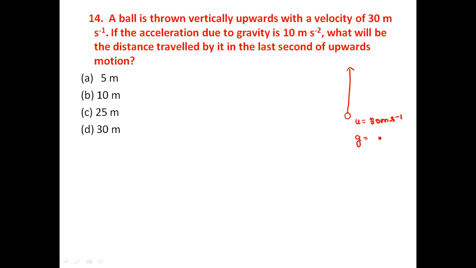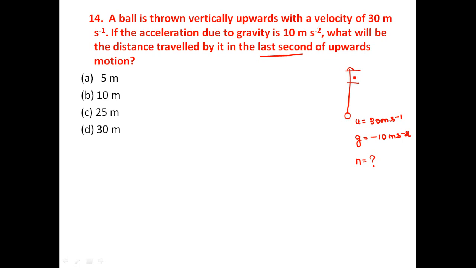Acceleration due to gravity: since the body is moving vertically upwards, acceleration due to gravity will be negative. What will be the distance traveled in the last second of its journey? They did not say whether it is the first second or third second or fourth second. We don't know the value of n here. The last second itself is told, and that is what we have to calculate.